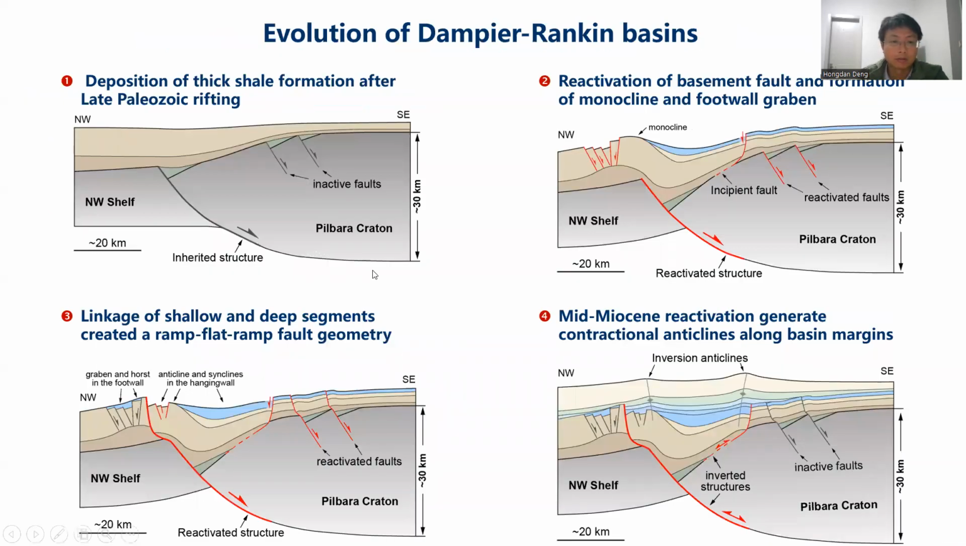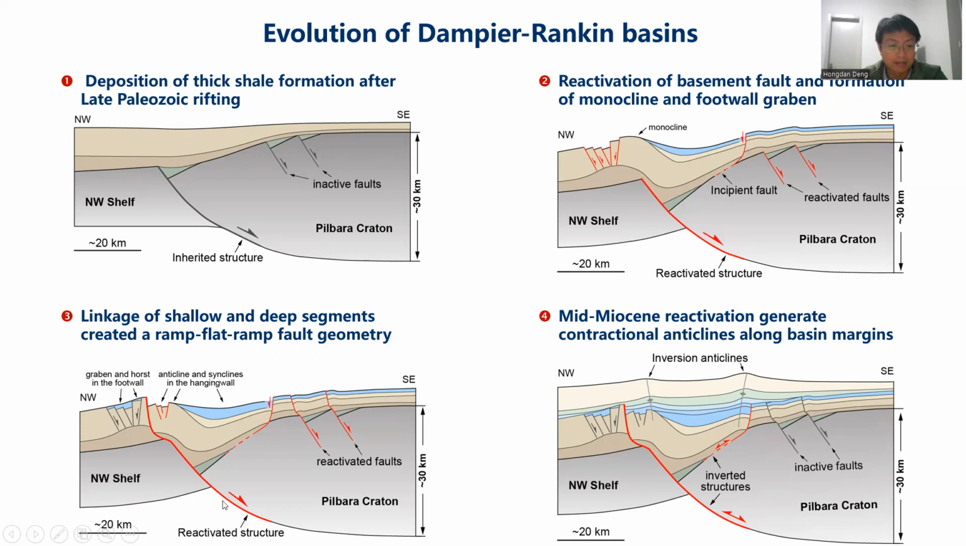This observation and the numerical modeling allow us to rebuild the evolution of the Dampier-Rankin Basin. In the initial stage, after the late Paleozoic rifting, there is a thick weak layer of deformation of local shale, which has a thickness of 400 meters to 2 kilometers. Reactivation of this basement boundary fault between the Pilbara Craton and Ellsworth Shelf formed a monocline because of the ductile folding deformation of the local shale.